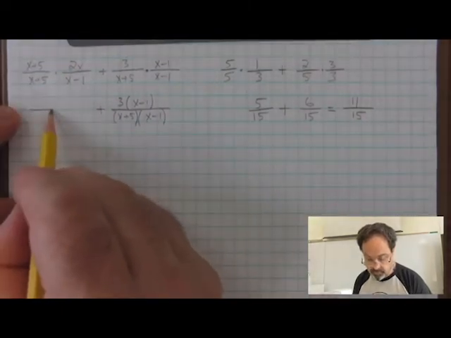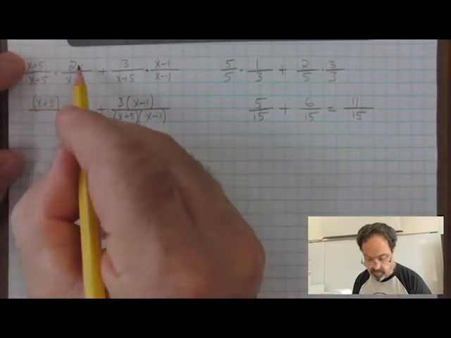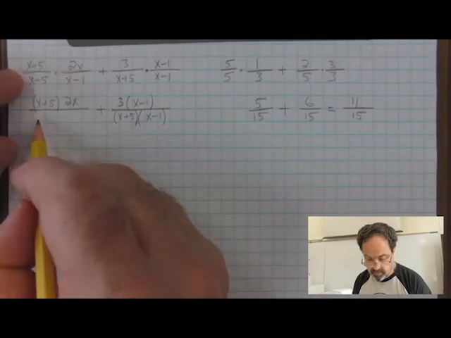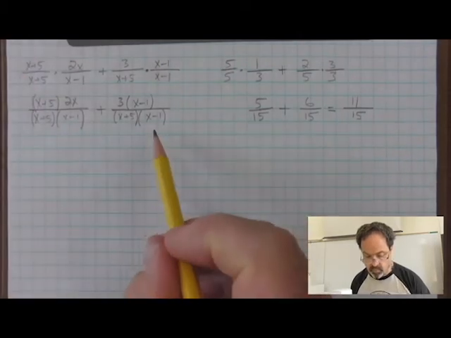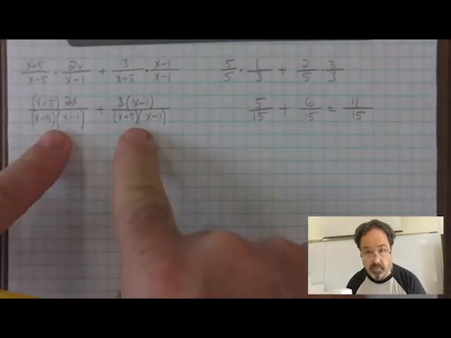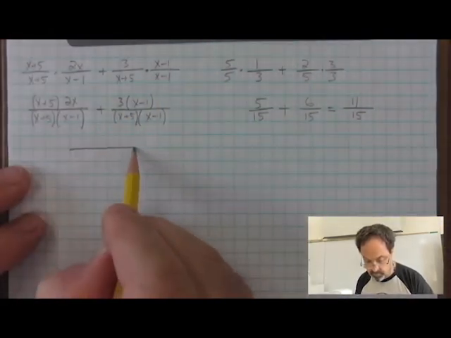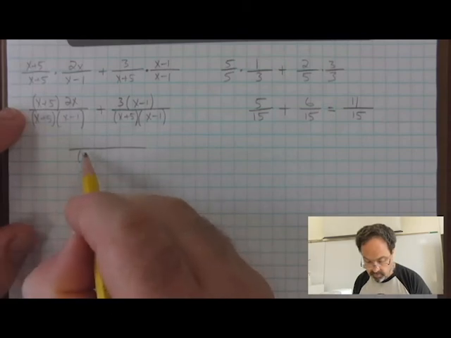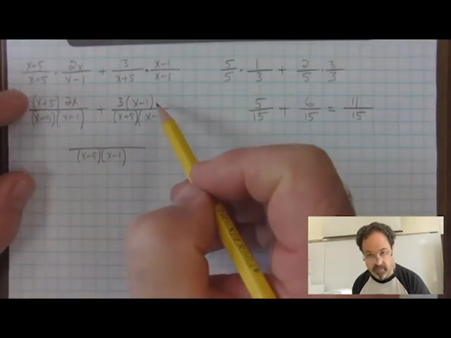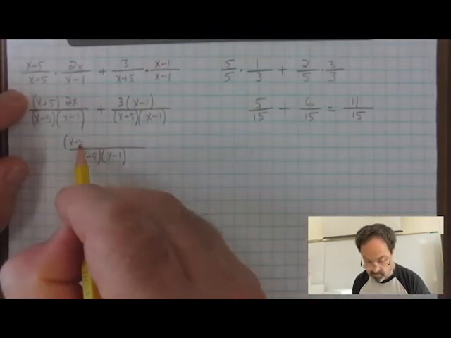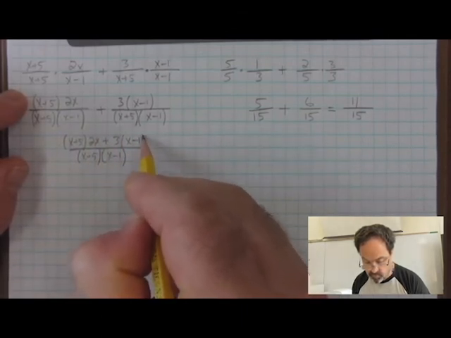The first fraction becomes x plus 5 as a group times 2x, and in the denominator x plus 5 times x minus 1. And we can see that the denominators are now equal. So I can do the addition. Well, it's going to turn into one fraction whose denominator is the x plus 5 times x minus 1. And the numerators get added, so this is x plus 5 times 2x plus 3 times x minus 1.